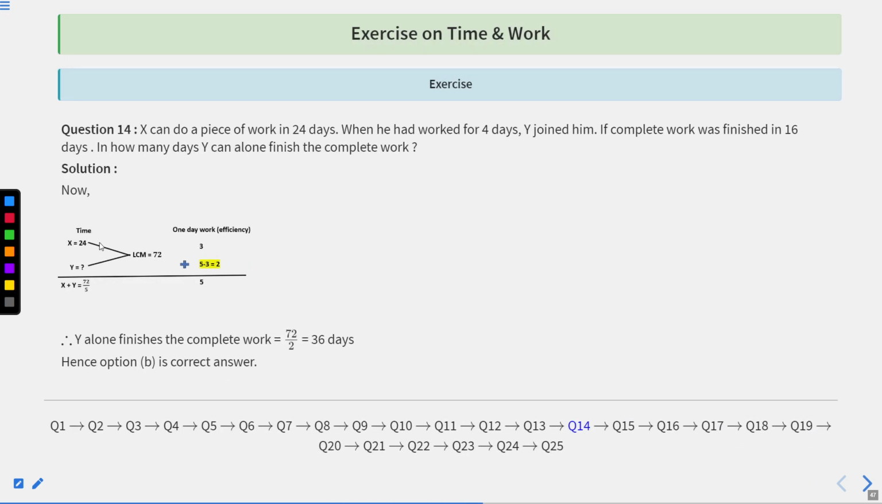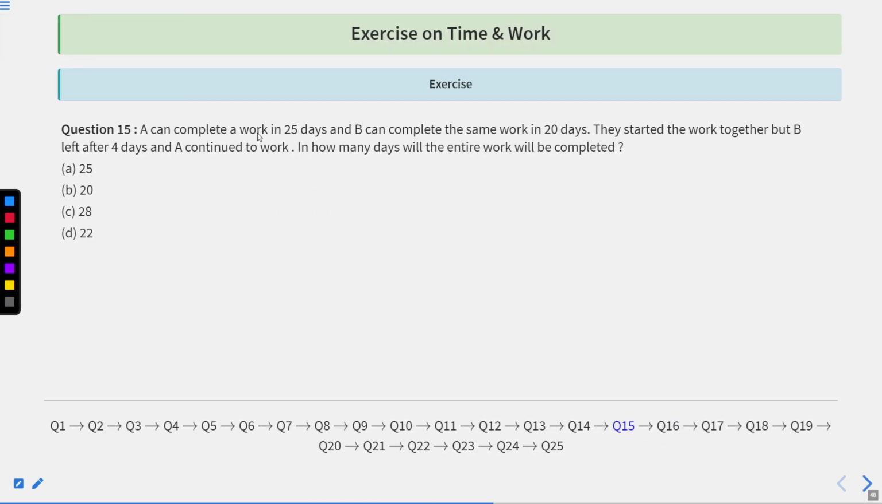That means X is equal to 24, Y is unknown, and combined is 72 upon 5. So the LCM is going to be 72. So the 1 day work of X is 3 and 1 day work of combined is 5 units. So the work done by Y will be 2 units. Therefore, Y alone finishes the complete work in 72 upon 2 equal to 36 days. The option B is correct.